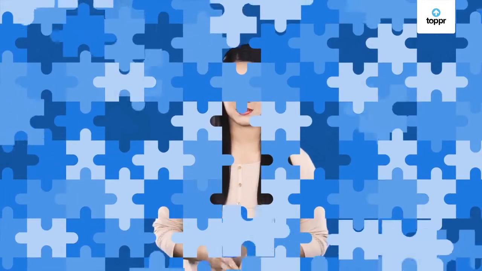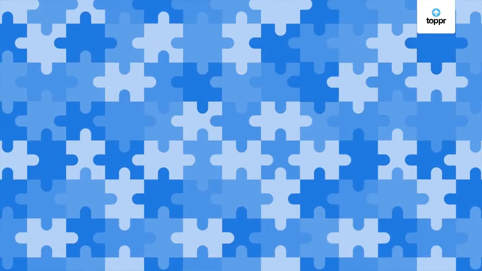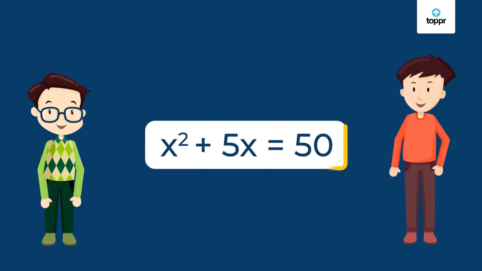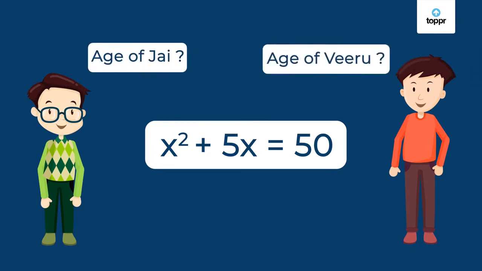Awesome! But we still haven't solved our puzzle. All we know for sure now is that this equation is a quadratic equation, but we still don't know the ages of Jay and Viru.